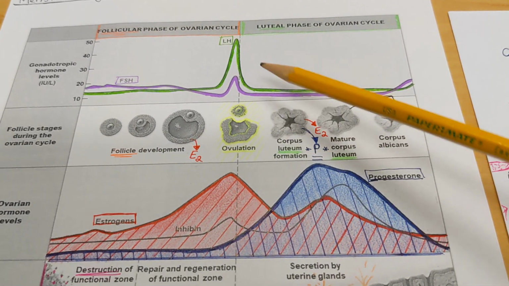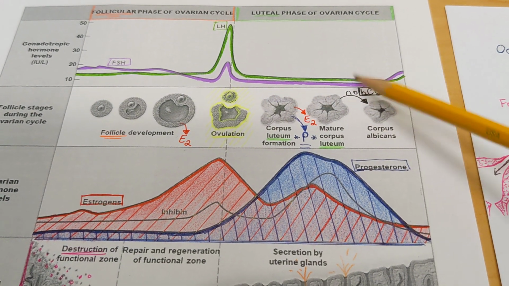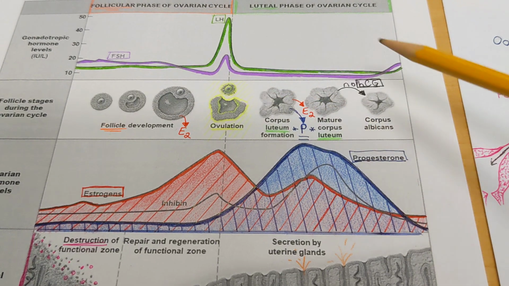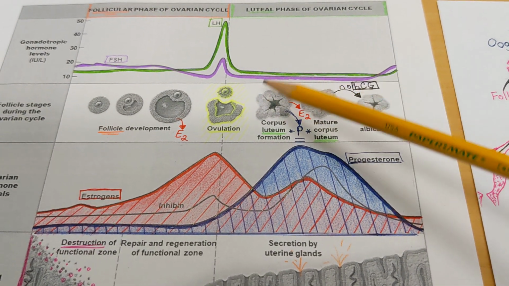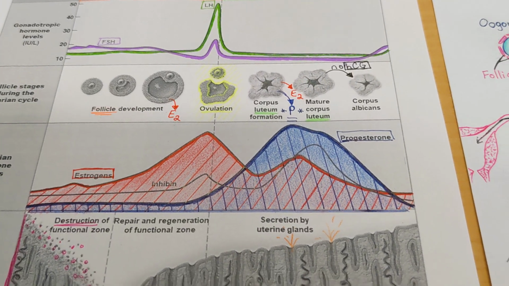Note up here that the gonadotropins return back to their original levels, right? So in fact, a little bit lower than the levels in the first half of the cycle, because the negative feedback has resumed after ovulation is complete.